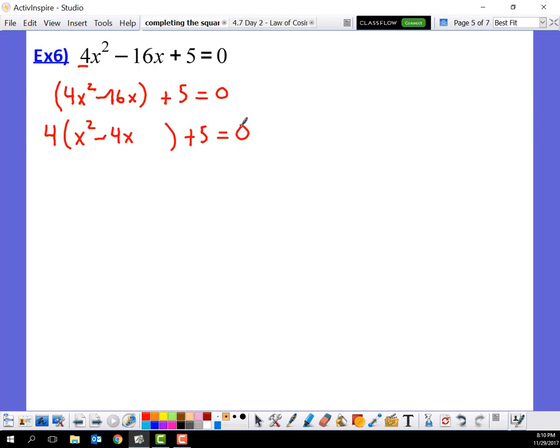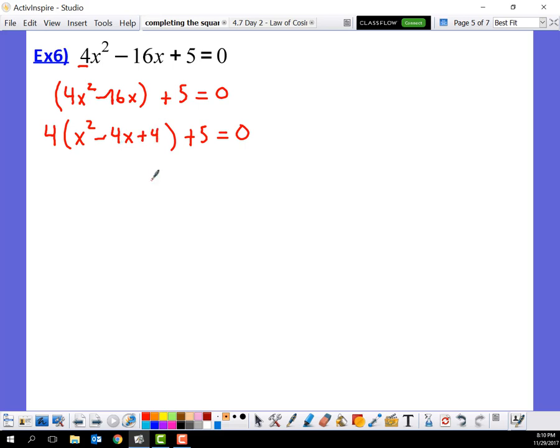This one's a little bit nicer. So when I complete the square, I take my b value, which here is negative 4. I divide it by 2, and then I square it. So negative 4 divided by 2 is negative 2. Negative 2 squared is positive 4, so I'm going to add 4.